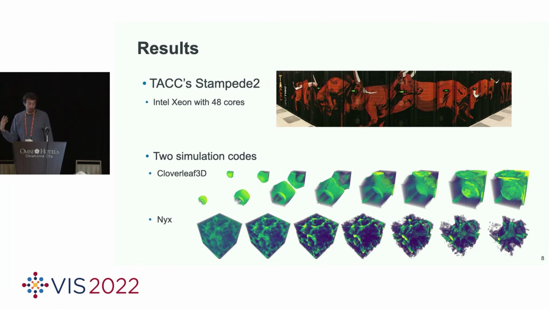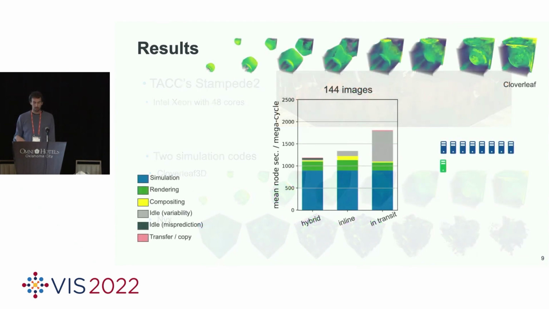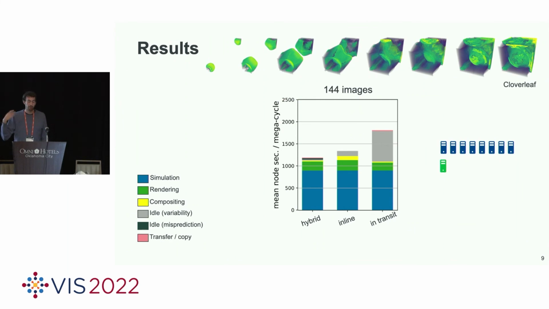To evaluate our hybrid in situ approach, we use the TextMP2 supercomputer and consider two simulation codes, Cloverleaf and Nyx. We quantify efficiency by the number of node seconds spent for each so-called megacycle that includes both simulation and visualization work. I'd now like to start with Cloverleaf results and a standard configuration with a visualization to simulation node resource ratio of 1:8 and a generation of 144 images for the database.